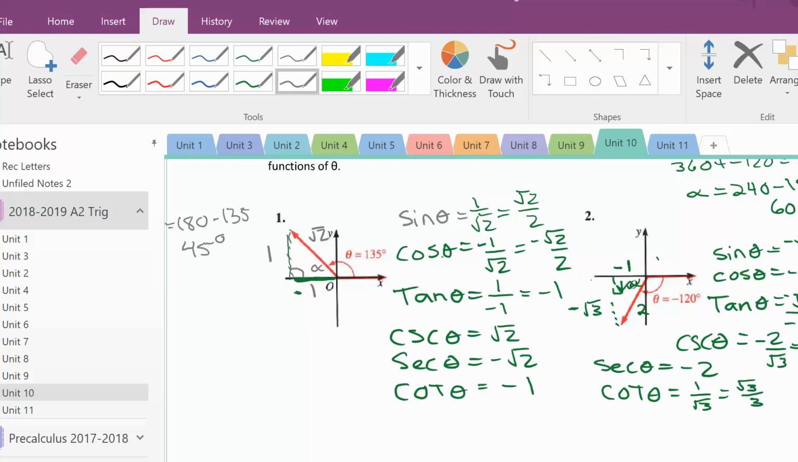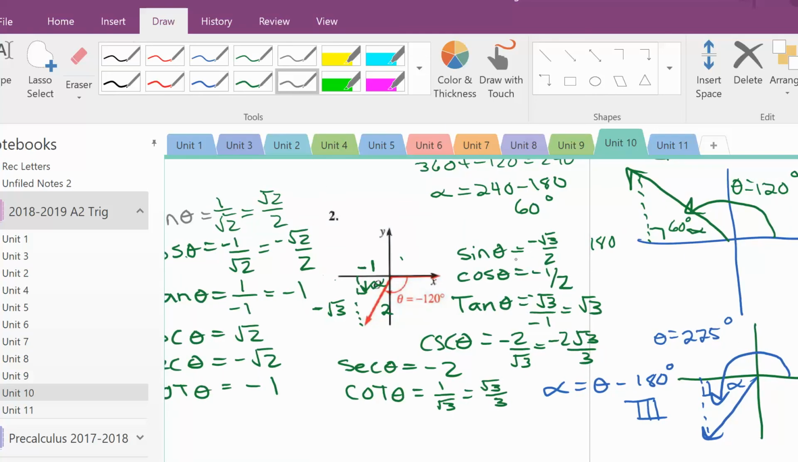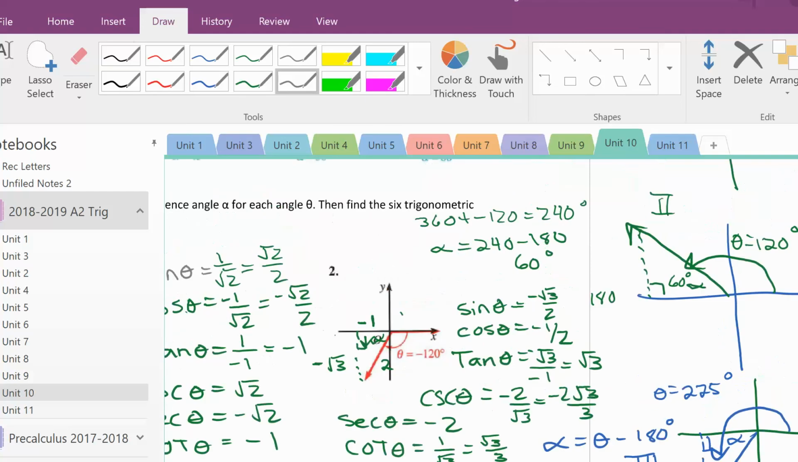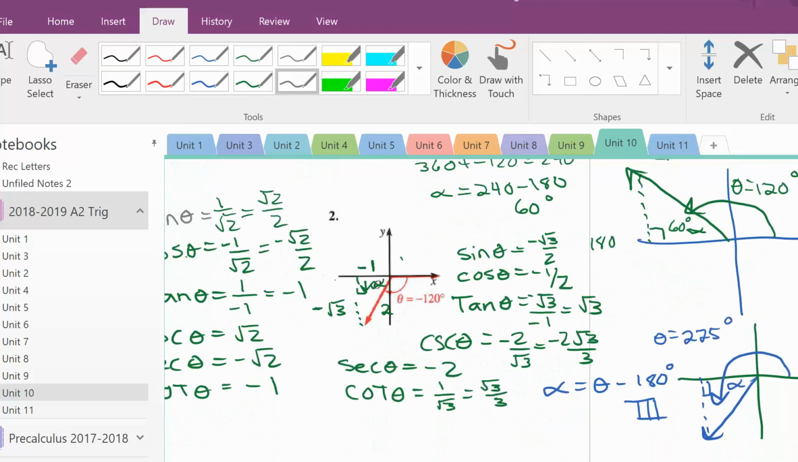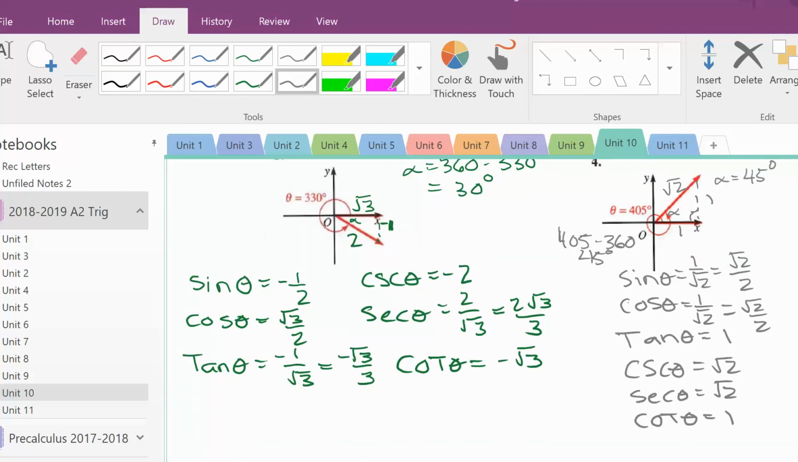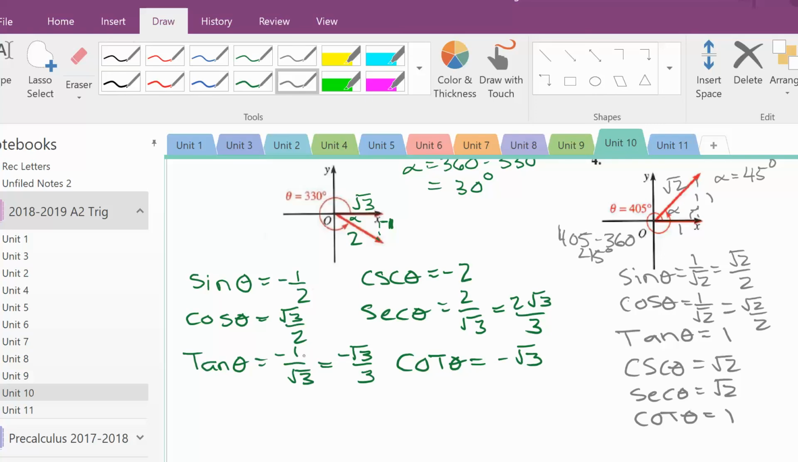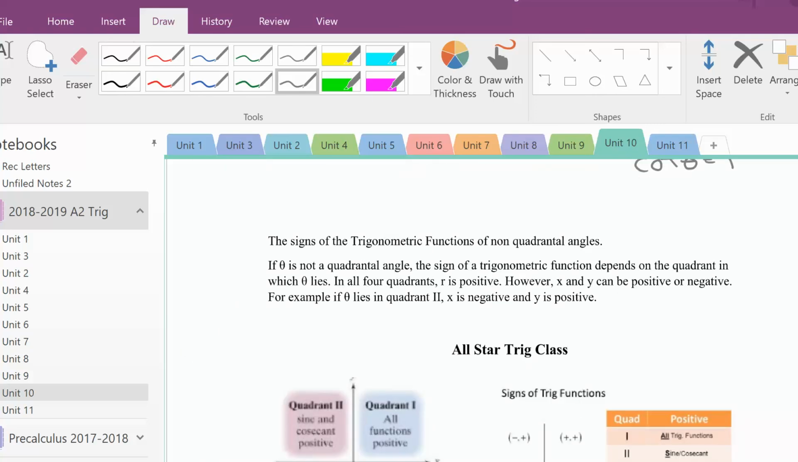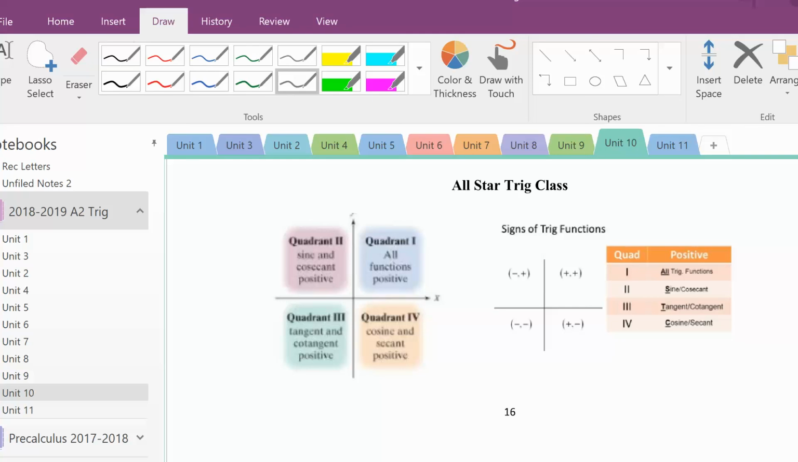Whereas in quadrant 3, notice sine and cosine are negative, but tangent is positive. And in quadrant 1, when we did it the last time, notice they were all positive. And in quadrant 4, notice sine and tangent were negative, but cosine was positive. Which leads us to our last thing, is how do you know which functions are positive or negative depending upon the quadrant?